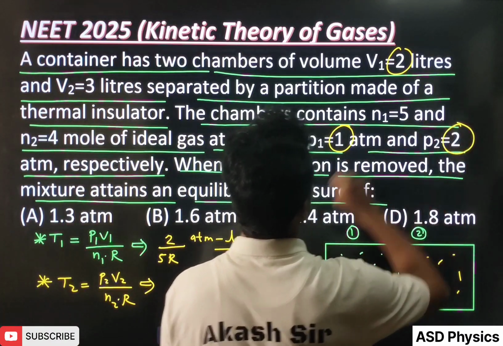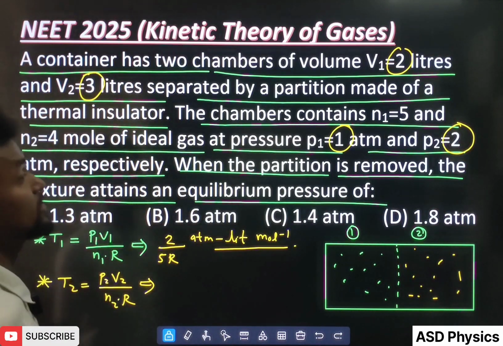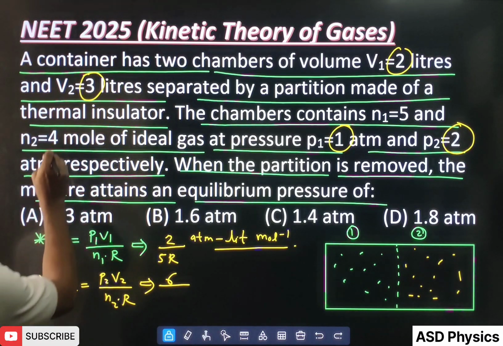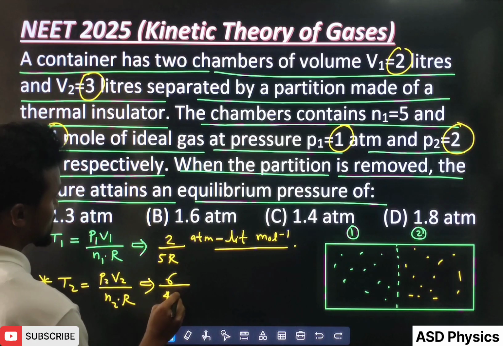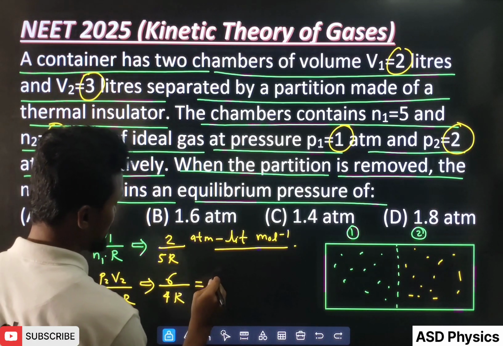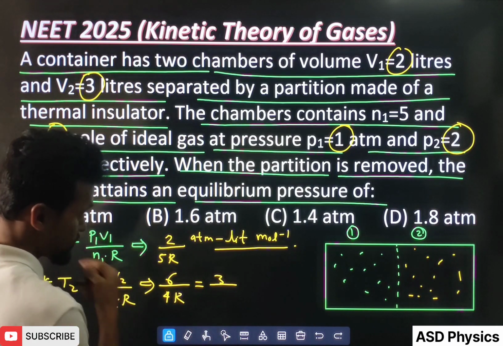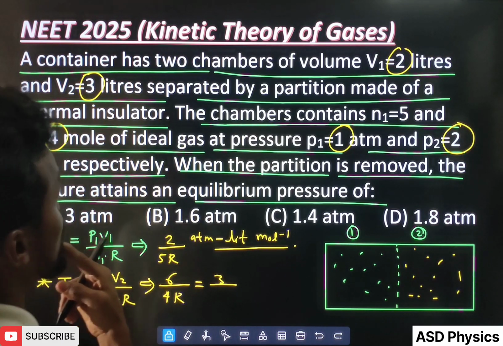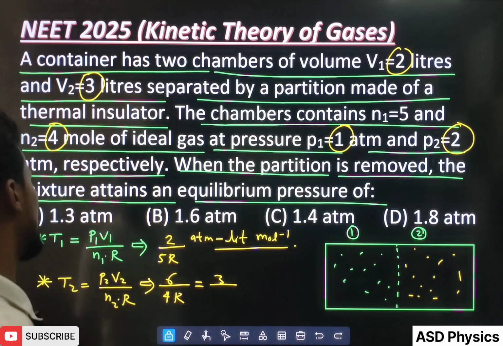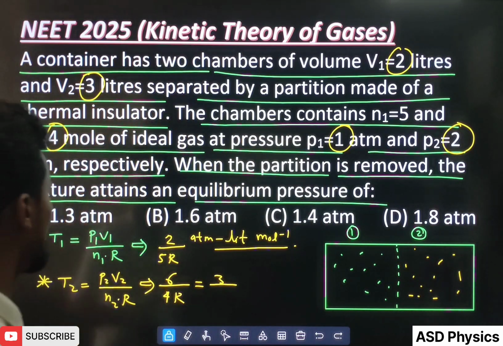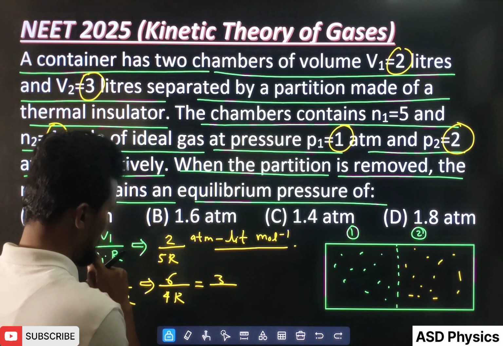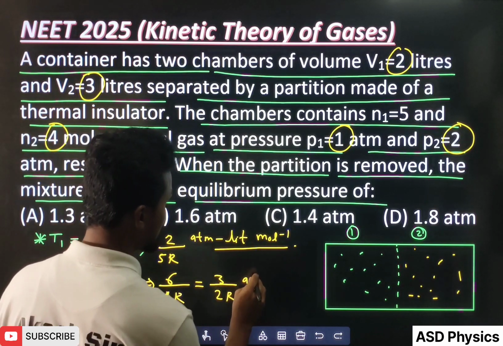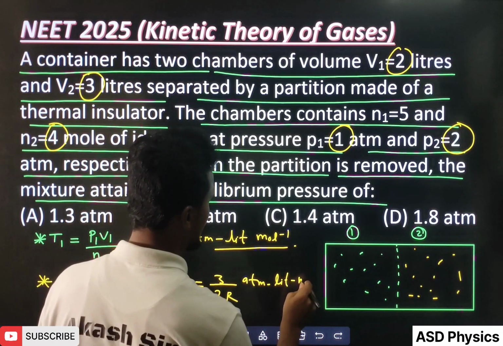P2 is 2, V2 is 3, so 2 into 3 means 6. N2 how much is given here? N2 is given 4, so 6 by 4R, or we can cancel by 2. So here P2 is 2 and V2 is 3, 3 into 2 is 6, and N2 is 4. So how much is coming here, students? 2 3 is 6, 2 2 is 4, so 3 by 2R here. Atm, liter, mole inverse here.